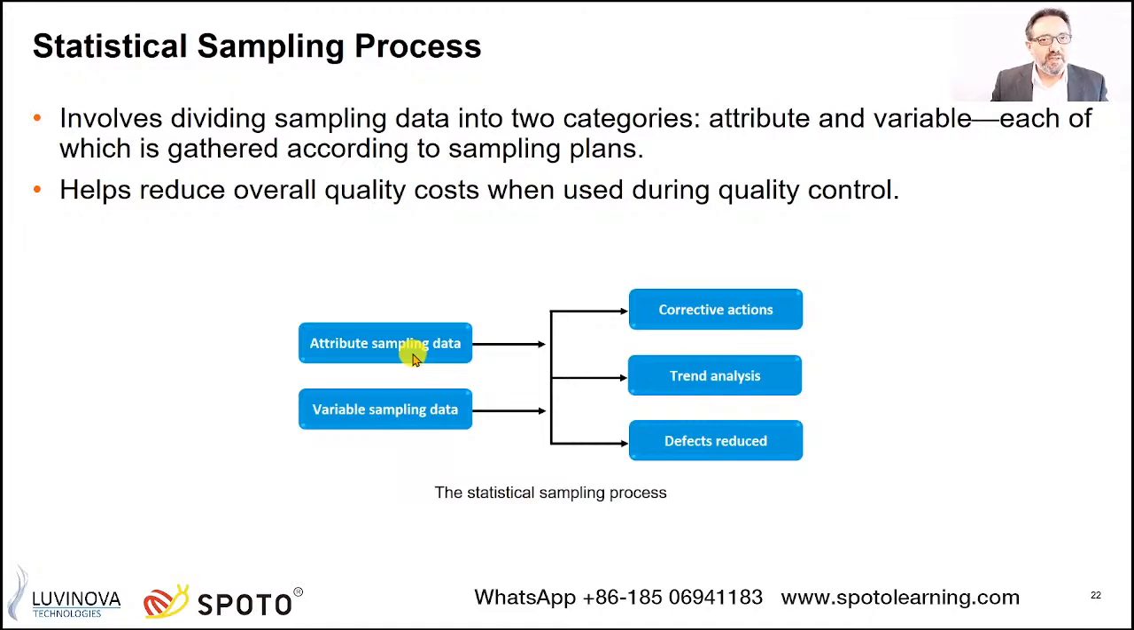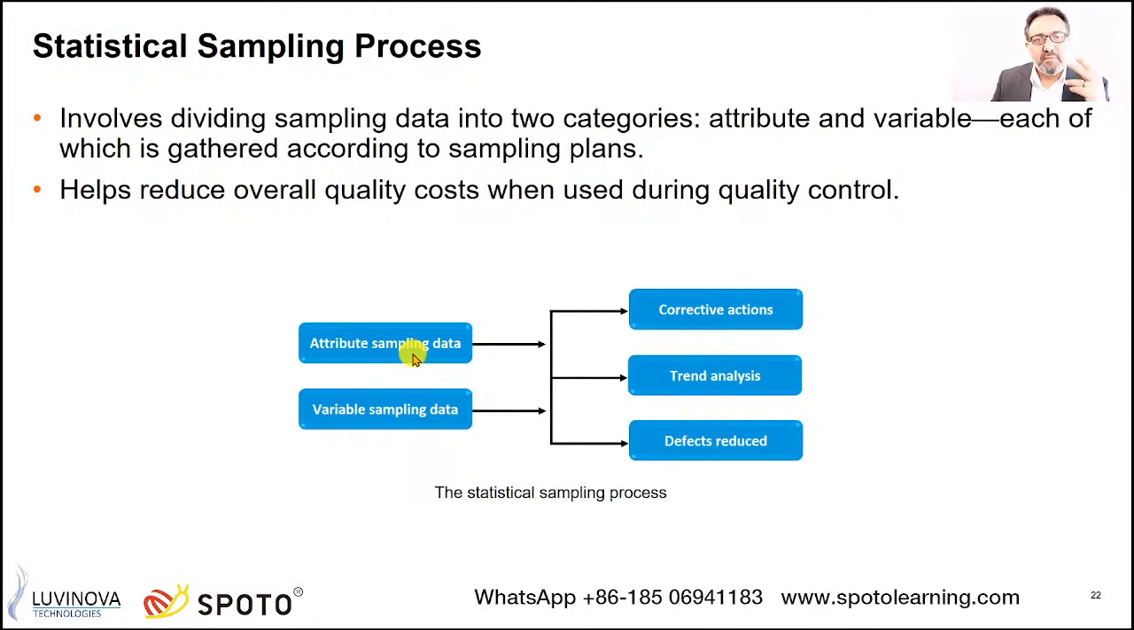So again, it depends on the deliverables. Or you can go for variable, which has some margin in the tolerance, like temperature, dimension, weight, normally having a range from 2. Whatever you have with this margin from 2, this is what you call variable sampling.